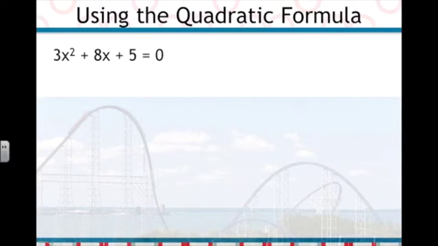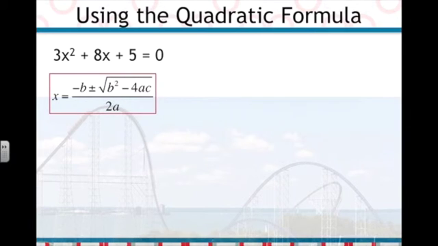Now that we're familiar with the formula, let's try to use it to solve the equation 3x squared plus 8x plus 5 equals 0. First, always write down the formula so you can see it in front of you as you use it. The next thing we need to do is identify what a, b, and c equal. Looking at the equation, a is the coefficient of x squared, so in this case it equals 3. b is the coefficient of x, so b equals 8. And c is the constant, so c equals 5.